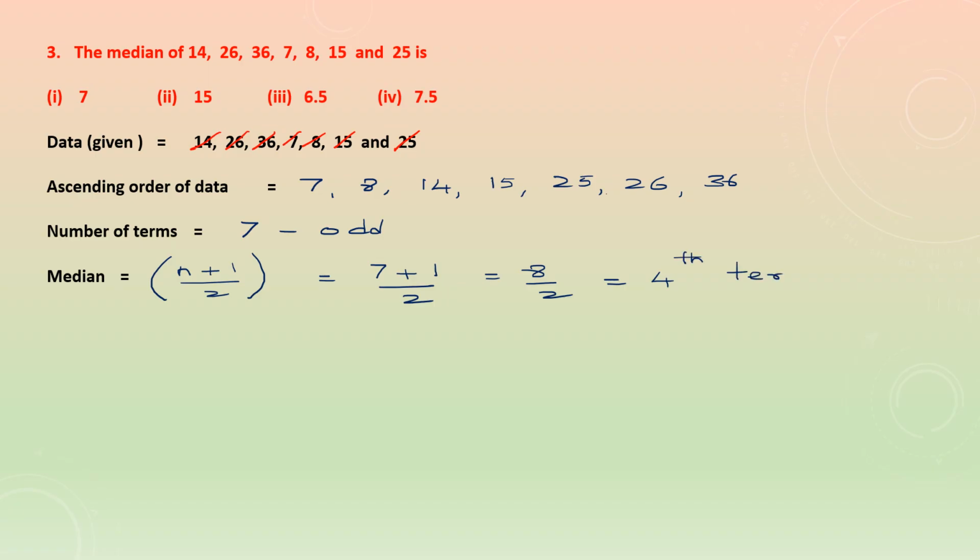The median is the fourth term. So let's look out for the fourth term. 1, 2, 3, 4. The fourth term is 15 and this is our median. So the median is 15.